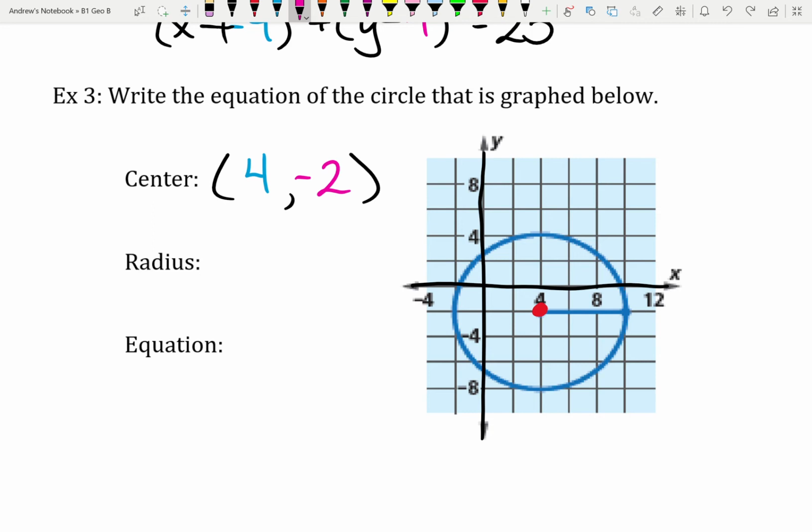We then need to figure out what the radius is. Generally speaking, what you can do is start from the center and count out to a side. You're trying to get to the edge. In this case, it actually does give us a little bit of a point there. It's a little hard to see, I know, but it does give us one.